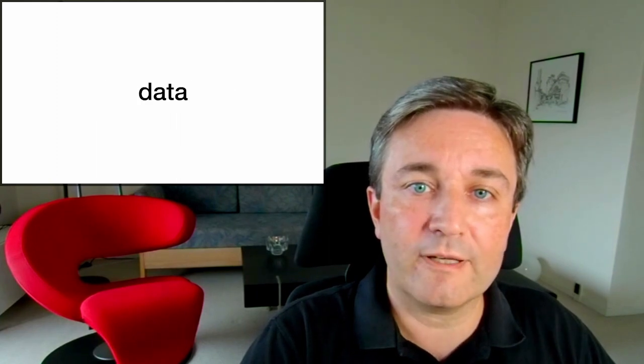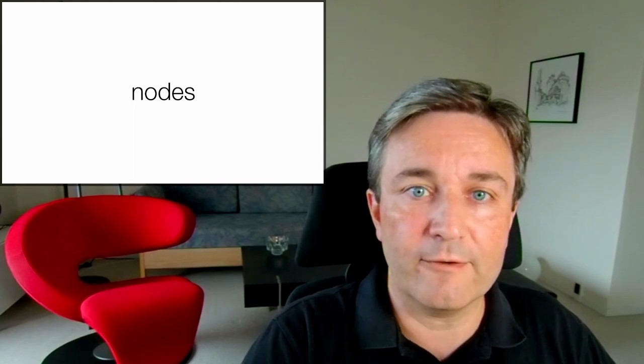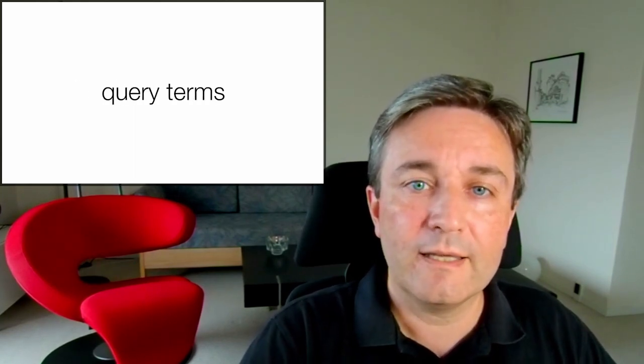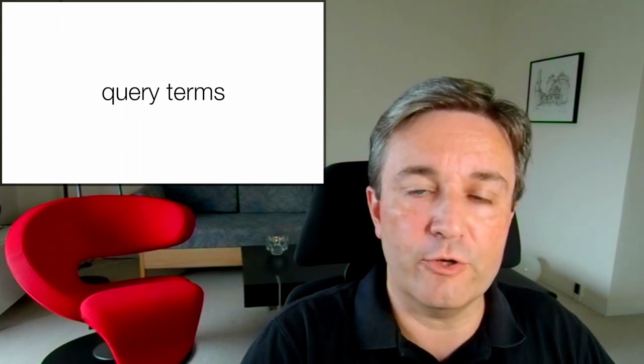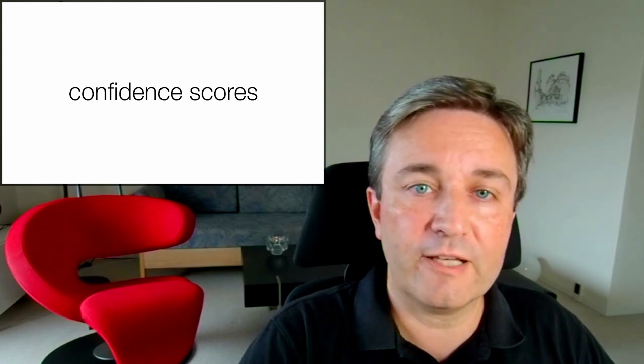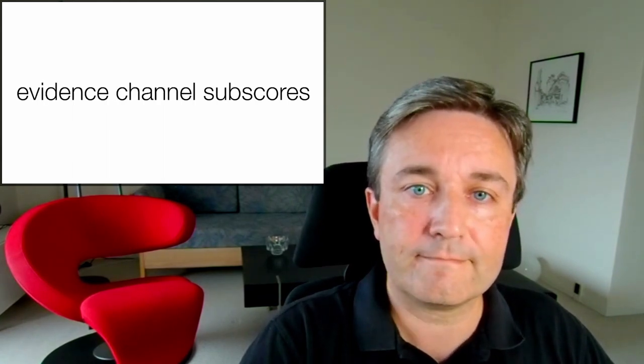When you get a network, it comes with a lot of data. This obviously includes the nodes themselves, their string identifiers, their human readable display names, and the query terms that match these nodes. It also includes the edges, that is the string confidence scores, and the subscores from individual evidence channels.